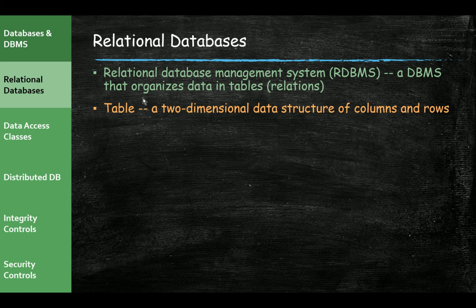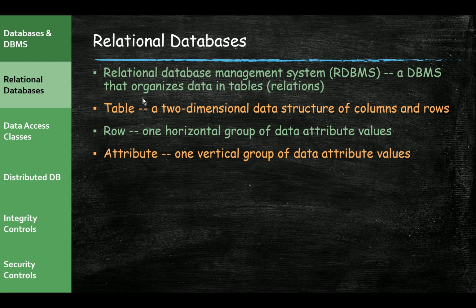A table is a two-dimensional data structure of columns and rows. I think most of us are familiar with that concept of columns and rows. You open up a Microsoft Excel spreadsheet, you've got columns and rows, same thing in a database table. It's the same idea. A row is one horizontal group of data attribute values. An attribute is one vertical group of data attribute values.